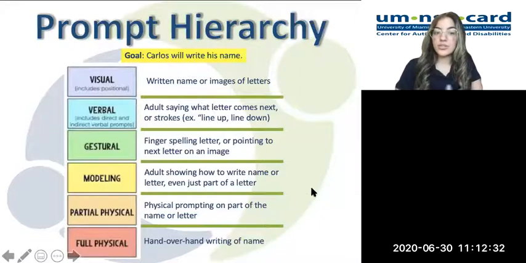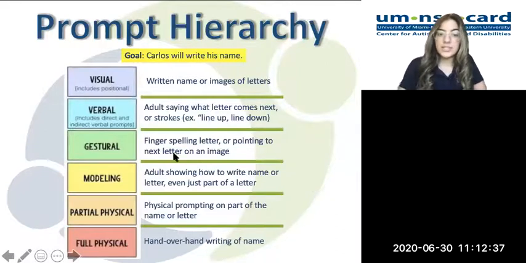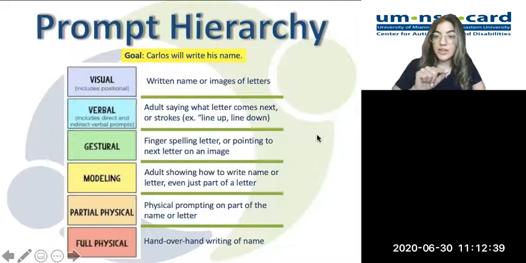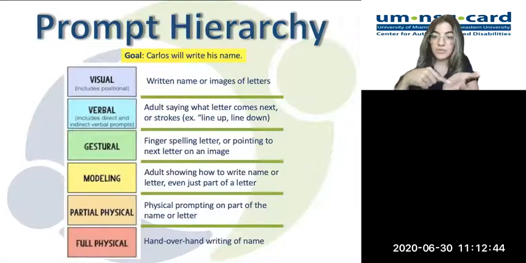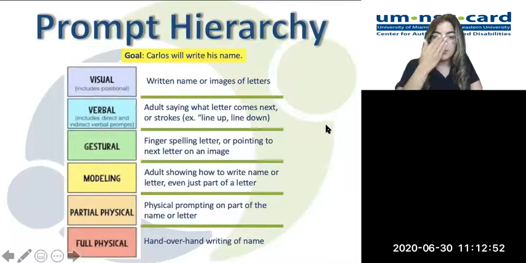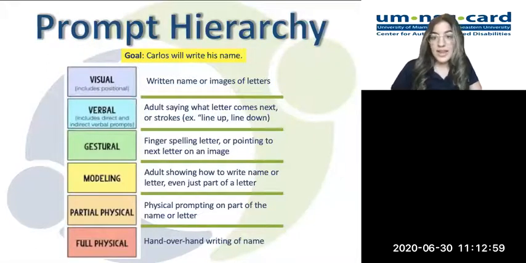Modeling is when an adult shows how to write a name or a letter, or even just part of a letter. Gestural, so this can be either finger spelling or pointing, if there's a visual in place, pointing to that visual, so pointing either to the next letter or pointing to the shape that the letter takes. A verbal prompt would be the adult saying, for example, what letter comes next, or strokes. So when he's writing an A, you say, you go around, come up, and straight line down. And then a visual is just the visual itself.